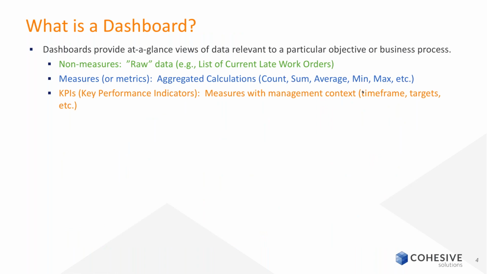Dashboards provide at-a-glance views of data relevant to a particular business objective or process. There are three types of data that are usually provided: non-measures or raw data, such as lists of work orders or purchase orders, for example; measures or metrics, which are aggregated calculations, usually involving counts, sums, averages, etc. And finally, KPIs or key performance indicators. These are measures, but with management context, such as targets and a time frame for achievement.